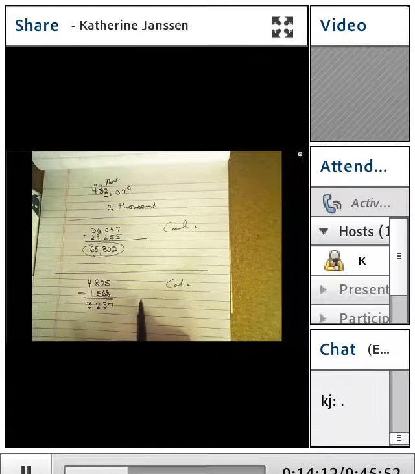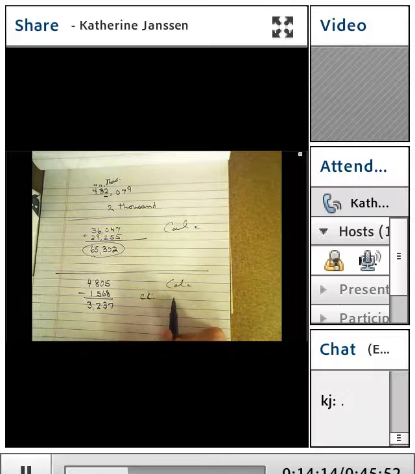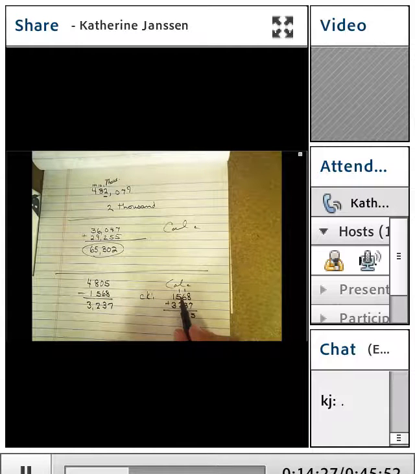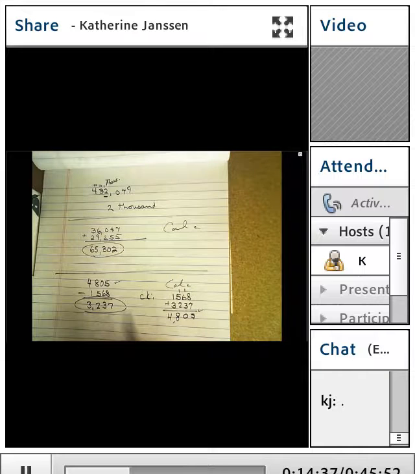Well, we can check this. 1,568 plus 3,237. We'll get 15, carry the 1, that's 7. That 3 is 10, carry the 1. 6 and 2 is 8. And 3 and 1 is 4. 4,805, 4,805, so we can circle our answer.